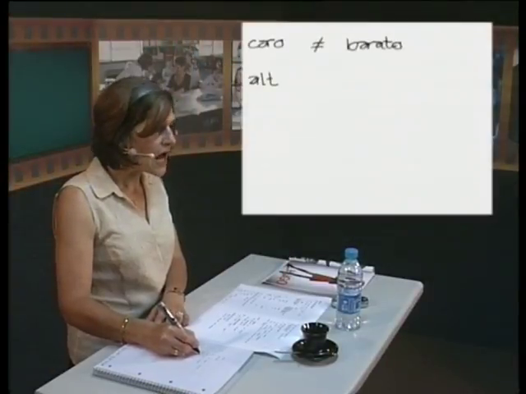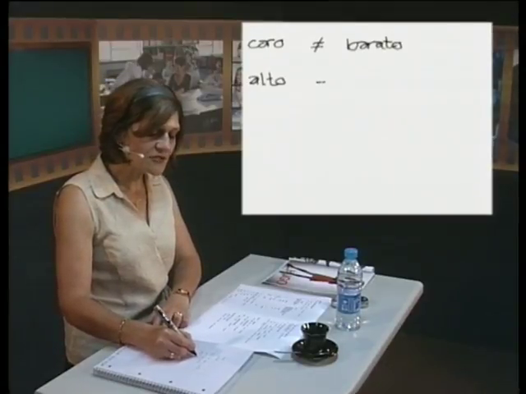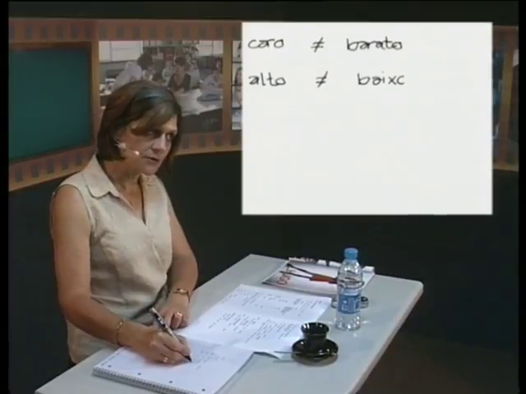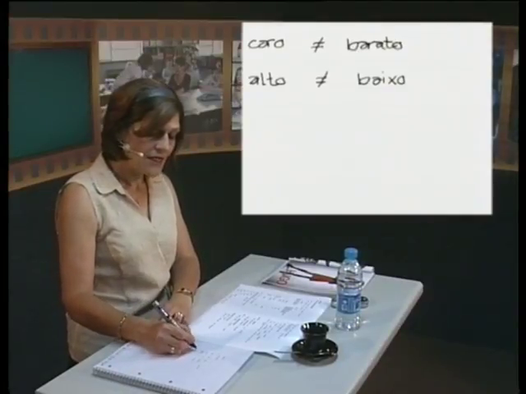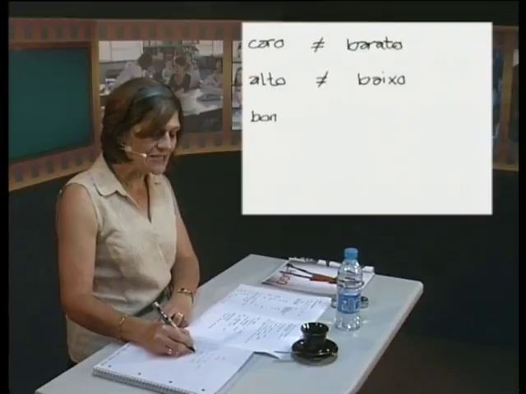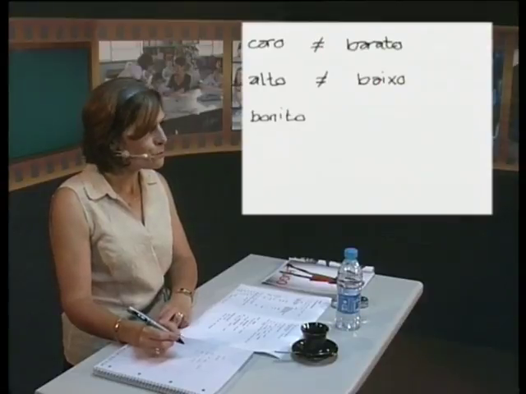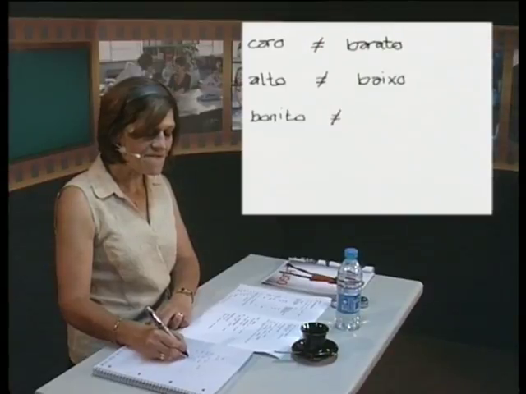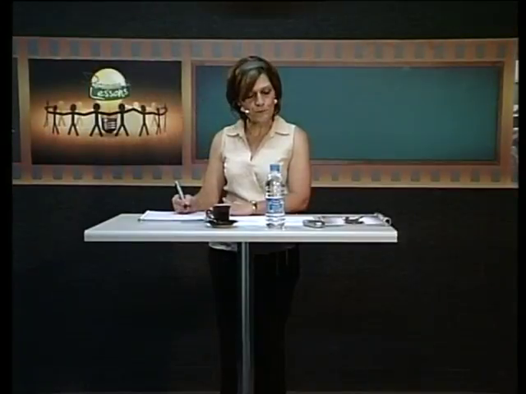Another word we are going to use is alto. Alto means tall. And the opposite of alto is baixo. Alto or alta, baixo or baixa. Then I'm going to use also bonito. Bonito or bonita. That means beautiful. The opposite of that, ugly, is feio. So bonito, feio.